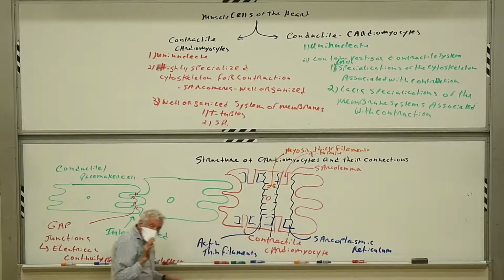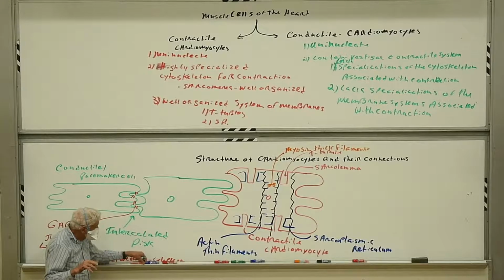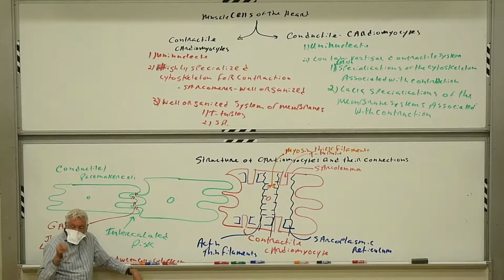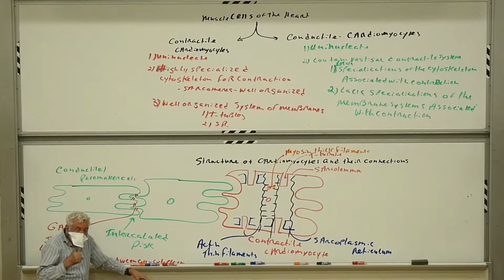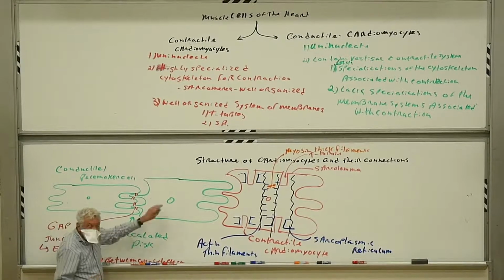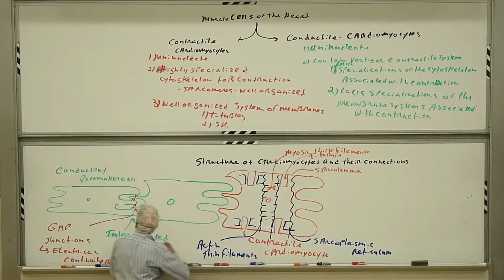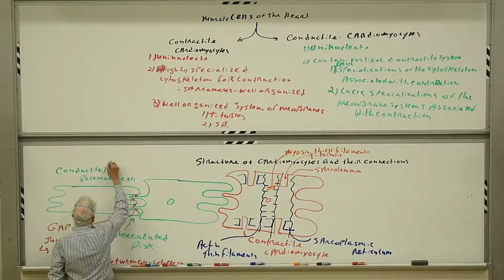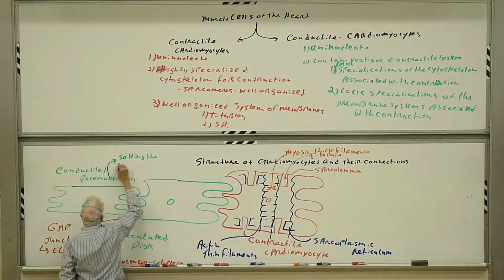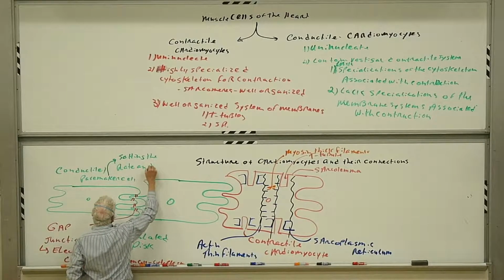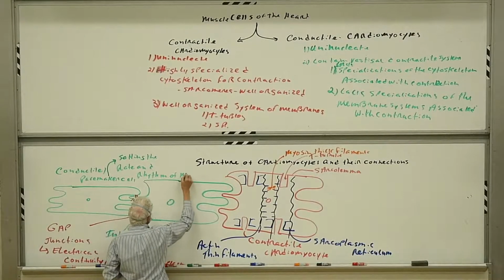But one of the differences between the heart and skeletal muscle is that skeletal muscle is driven by the lower motor neurons. It's the nervous system that tells that muscle to contract. That's not what we have here. In the heart, these conductile or pacemaker cells are setting the rate and rhythm of muscle contraction.